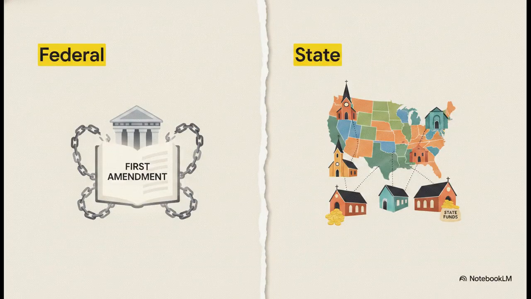Now, I know what you're probably thinking. What about the First Amendment in 1791? Well, there's a huge misconception here. Early on, that constitutional guarantee of religious liberty only applied federally. The Bill of Rights stopped the federal government from establishing a religion, sure, but it did absolutely nothing to stop individual states from enforcing their own religious requirements or funding their own churches with public money. The states were completely left to their own devices.